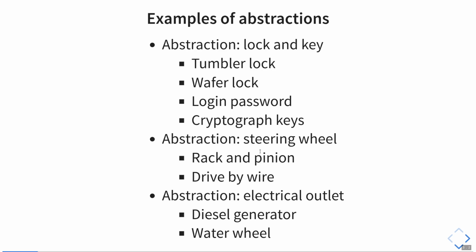Another physical abstraction would be a steering wheel. Back in the old days, they had rack and pinion steering, which let you control the wheel totally physically without any sort of automated electrical assistance, and then drive-by-wire, which most of us probably use today, where you have electrical signals helping you drive the car. And then electrical outlets, different ways of generating power. There are diesel generators and water wheels. Again, just implementations of some kind of abstract idea, which is in this case generating power.